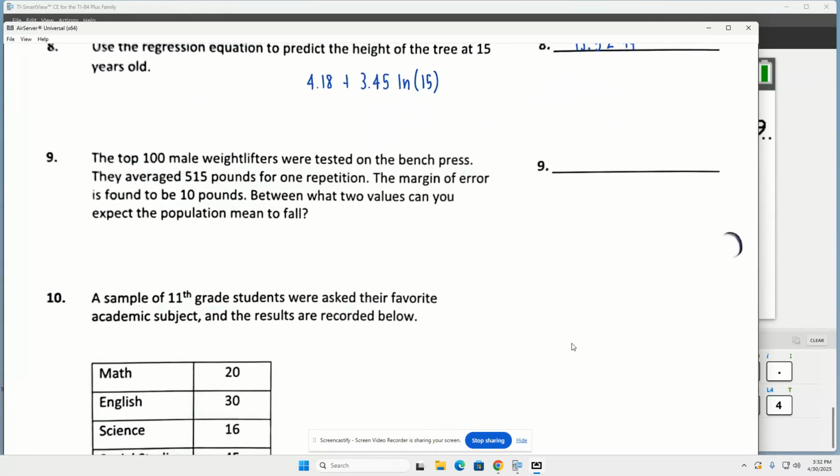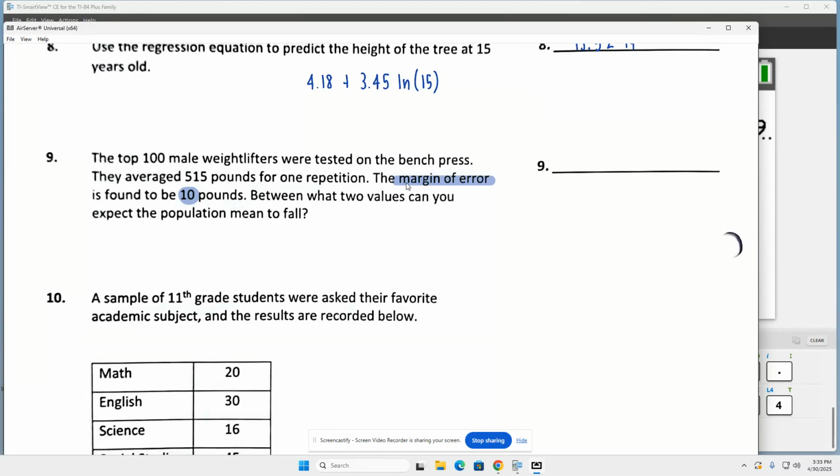The top 100 male weightlifters were tested on the bench press. They averaged 515 pounds for 1 repetition. The margin of error, okay, we talked about that. It's been a minute. The margin of error is found to be 10 pounds. So between what two values can you expect the population mean to fall?